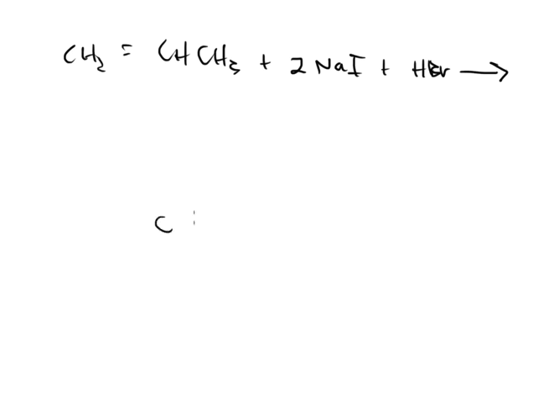B is CH2 double bond CH3, and we get two NaI and an HBr. Oh, not really seeing this one, have we? This is a little weird. So I'm going to do what I've always done. I'll just redraw the starting reagent. So there we go. There it is.